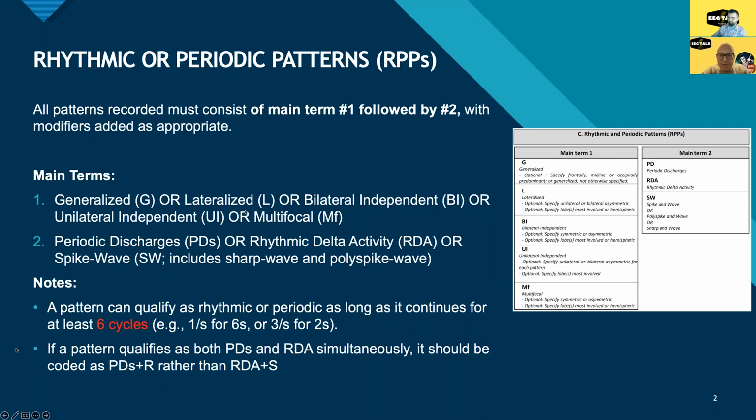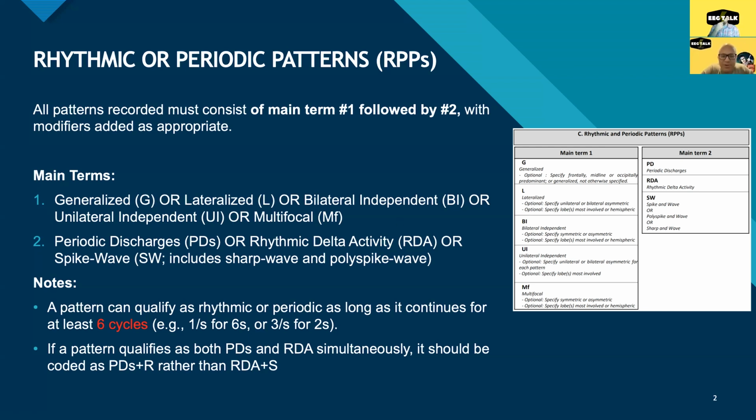There can also be examples where something's happening on both sides, but it's not synchronized, and that would be bilateral independent. You can also have discharges that happen on one side, but there's two different patterns happening at the same time. And so that's unilateral independent. That's fairly rare to see, but it's possible. And then there's multifocal periodic and rhythmic patterns. So that's main term number one. And most of the time, again, it'll be G or L, but occasionally BI, UI, or MF.